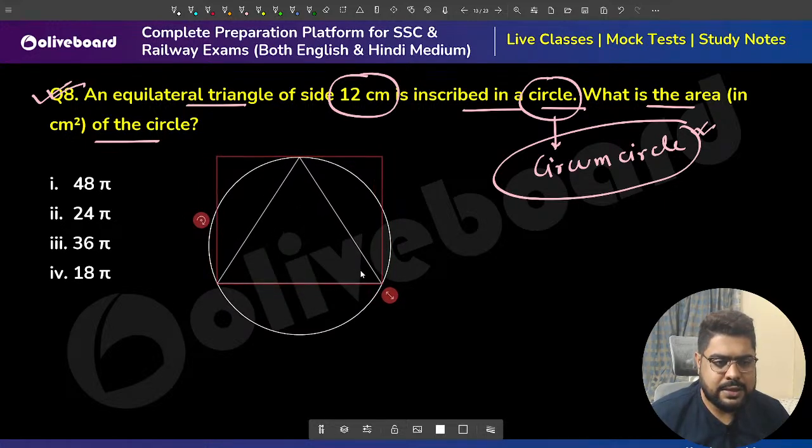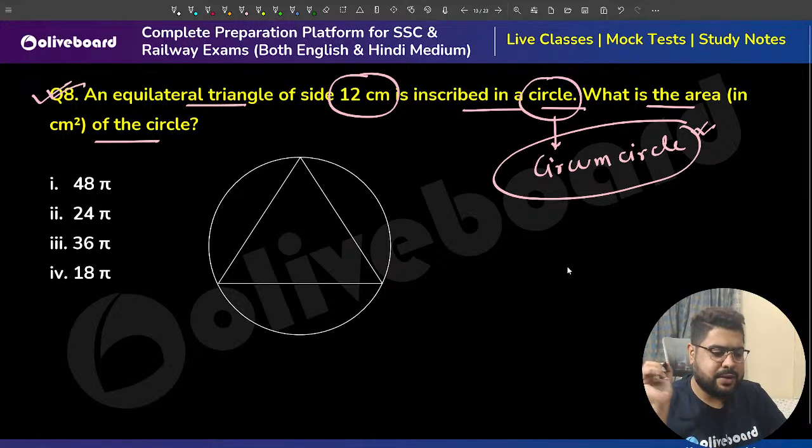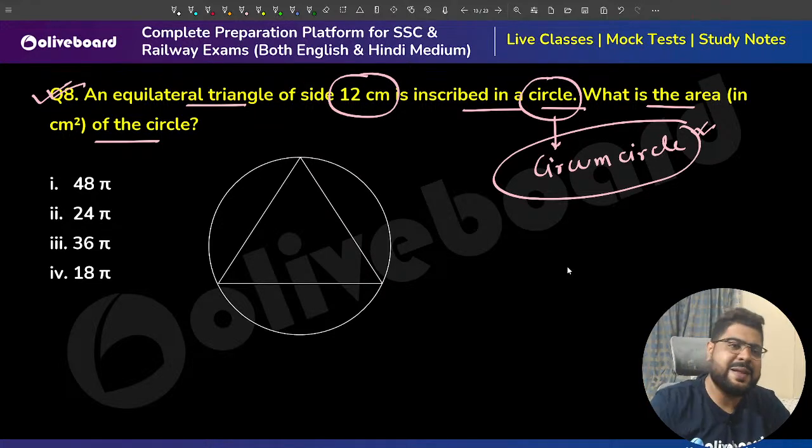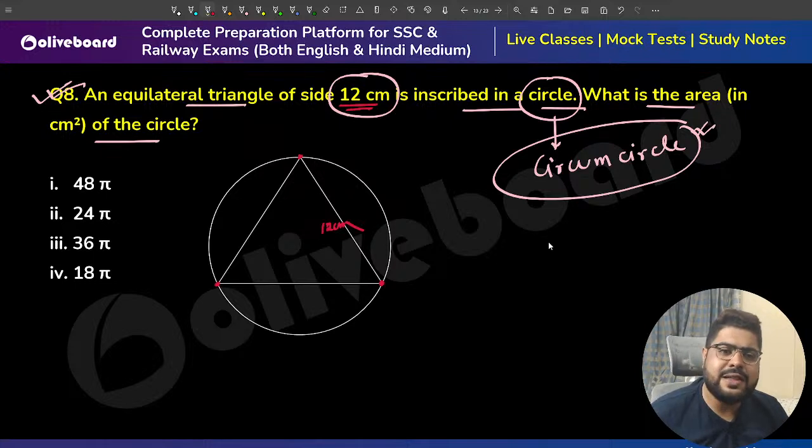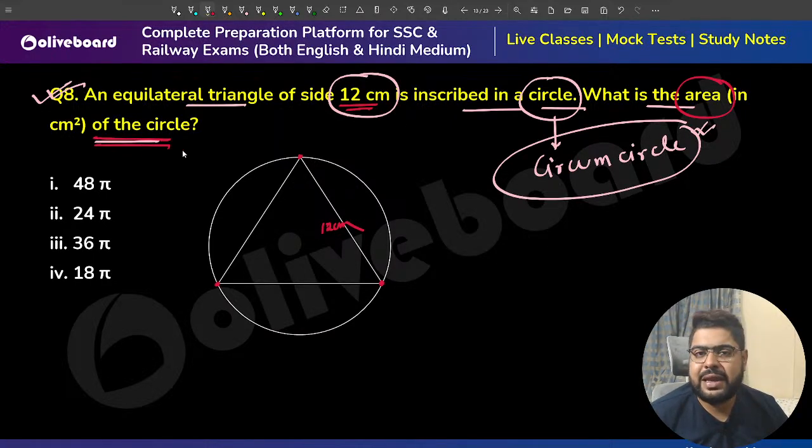So this is how this looks. I'm trying to make this as accurate as possible. Now, this side is 12 centimeter. This is the circumcircle, meaning the circle is passing through all three vertices. They are asking what is the area of the circle. Now, the area of the circle depends on the radius.